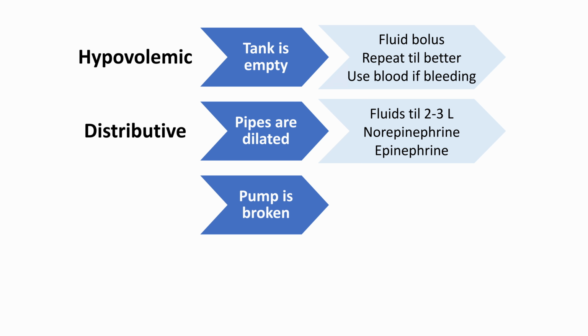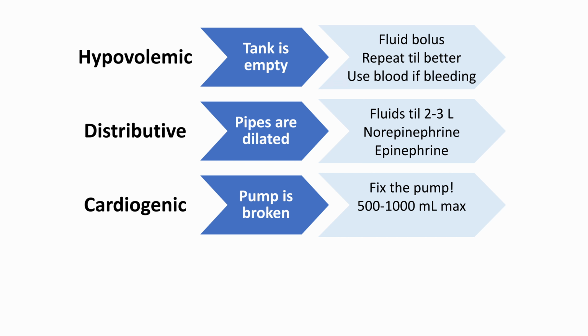If the pump is weak or damaged or just not working right, you have cardiogenic shock. This is usually a patient who looks like they're in heart failure. If there's an arrhythmia and the heart rate is too slow or too fast, we need to correct that. And if we can't fix the pump, a small bolus of fluids, maybe a maximum of 500 mils or 1 liter, might help things out. If you reach 1 liter, or if at any point you see signs of pulmonary edema, it's time to stop the fluids and start vasopressors. Norepinephrine, usually the best choice.